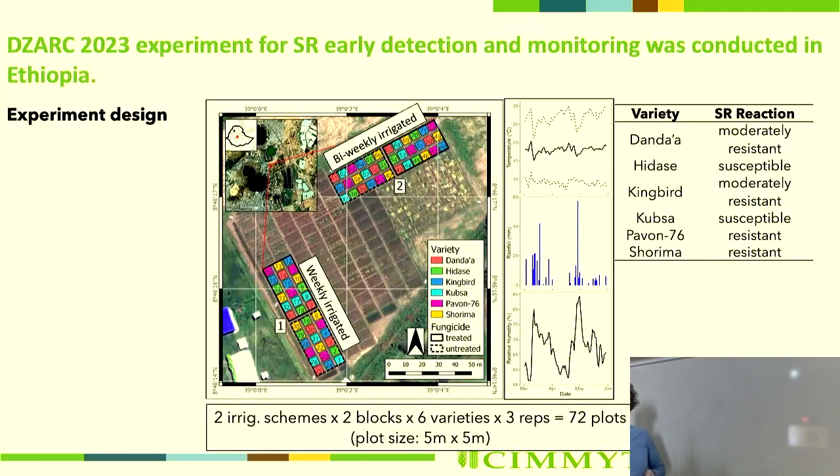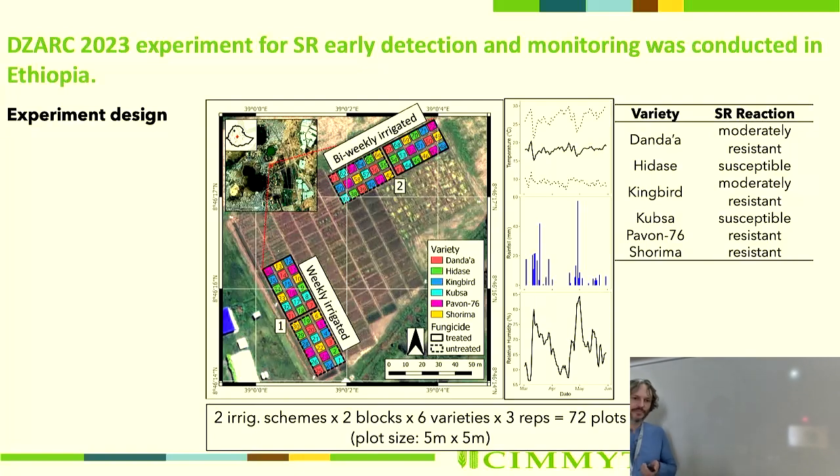So for this, we set up a field experiment in Debre Zeit in Ethiopia for stem rust early detection. Here's the experimental design. So we have basically 2 sites. They have the same design. We have 6 different varieties with known different reactions to stem rust in the literature, randomization, different treatments, and so on.